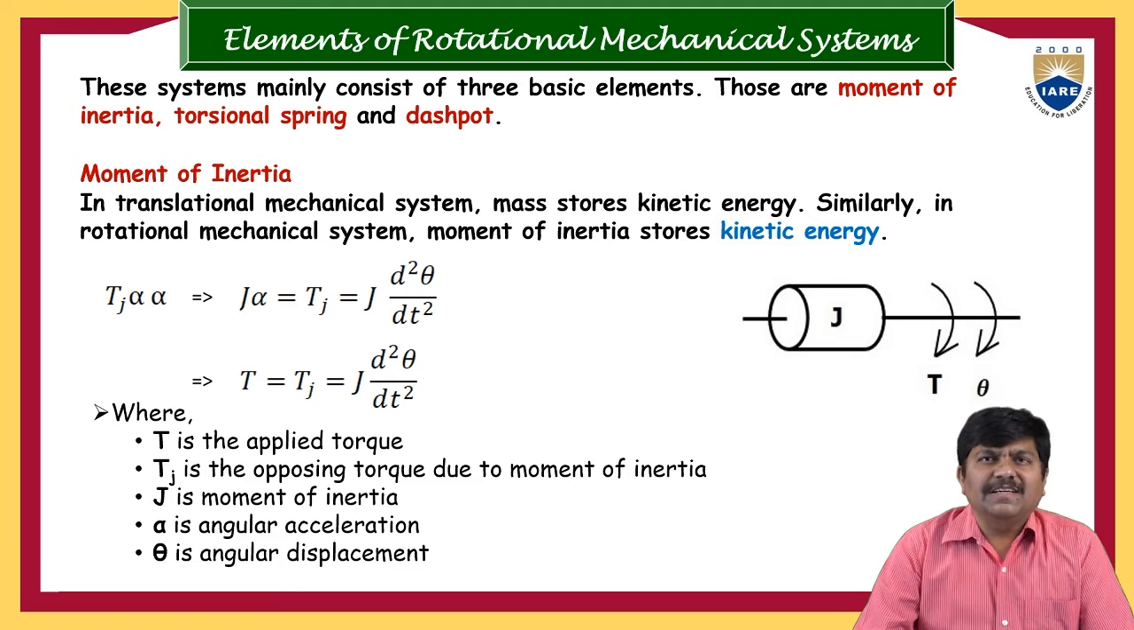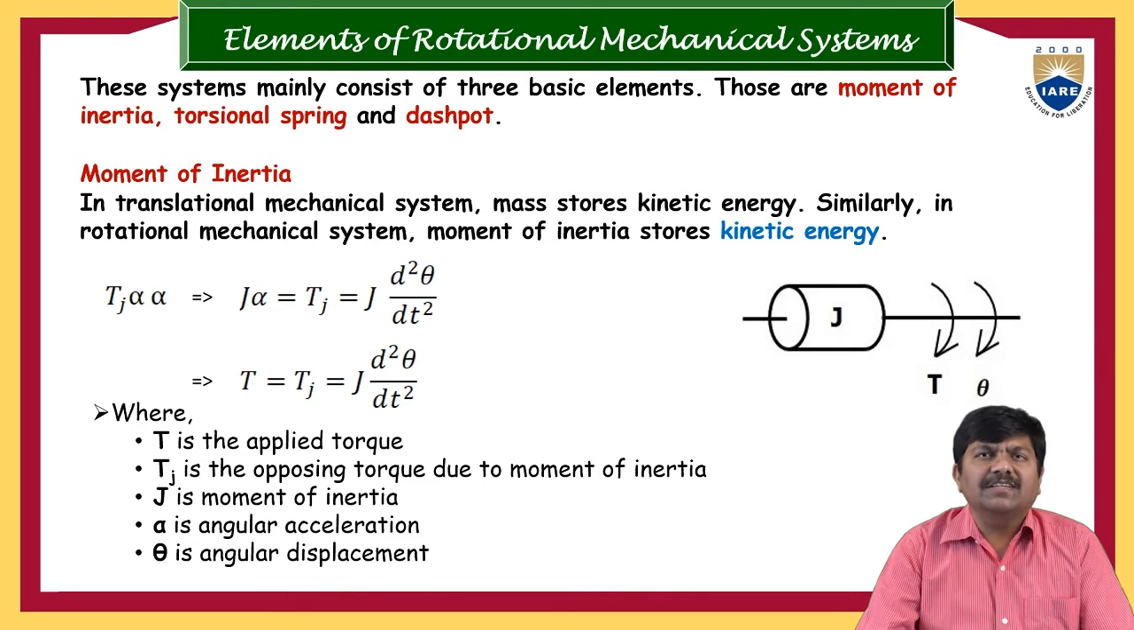Now, in continuation to that, in today's session, I am going to talk about rotational mechanical systems, and first, what are the basic elements we are going to experience in rotational mechanical systems. So first let me start with the elements. The basic elements are, first one is the moment of inertia, next one is the torsional spring, and last one is the dashpot.